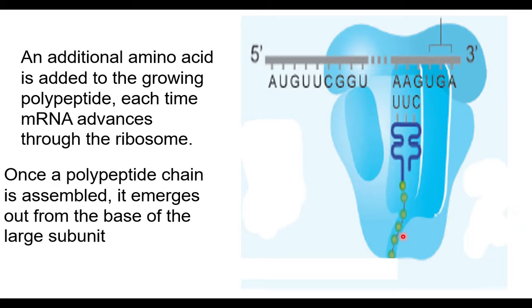When all the amino acids are added, the polypeptide chain is assembled. The assembled polypeptide chain emerges out at the base of the ribosome. Now all the amino acids have been added. The next codon is a stop codon, UGA.